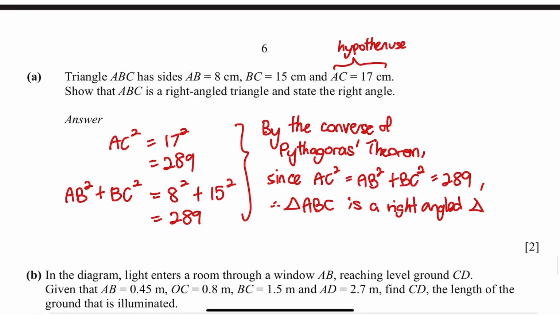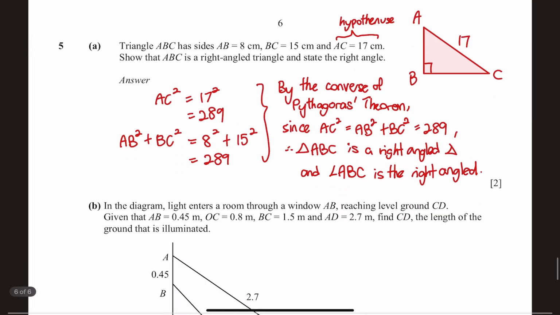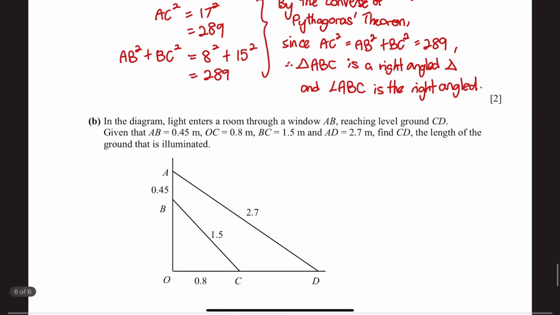And how do we know which angle is the right angle? Let's simply draw the triangle. I know that AC is the hypotenuse. AC is 17 cm, right? Which means that this side here must be B. Therefore, the right angle is always opposite the hypotenuse, and angle ABC is the right angle. And this is the answer to part A. Alright, so let's look at part B now.